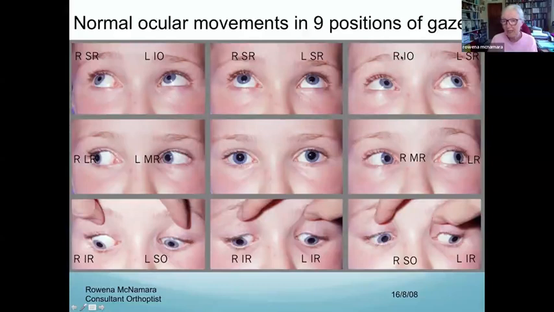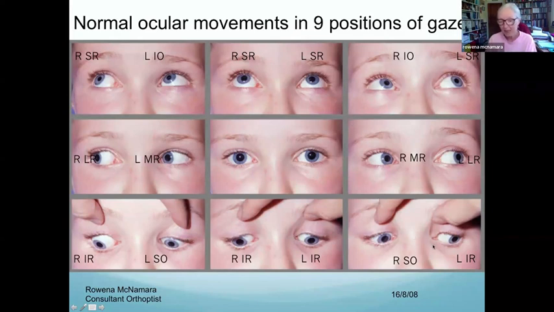oblique. Now you may remember that I said it's a bit confusing with the obliques because it's an inferior oblique because it's anatomically on the underside of the eye, but because it's inserted behind the rotation point of the eye, it actually elevates the eye. So anatomically it's inferior, but the action is to elevate.